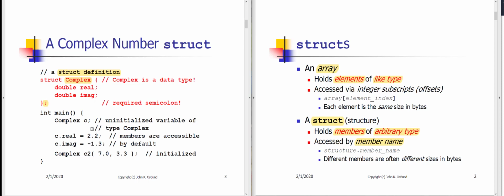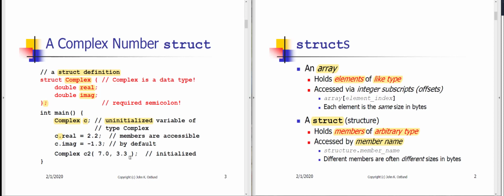In main, what we're doing here is we're using this data type that we've just defined to declare an object C whose data type is complex. All right, so C occupies memory. In particular, it occupies enough memory to contain two doubles. The first of those doubles is named real. The second of those doubles is named imag. And we can access those members with the dot notation.